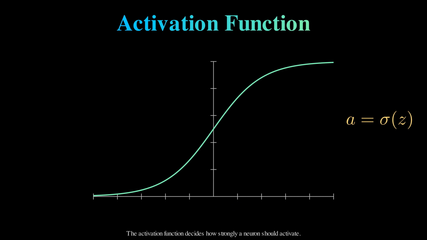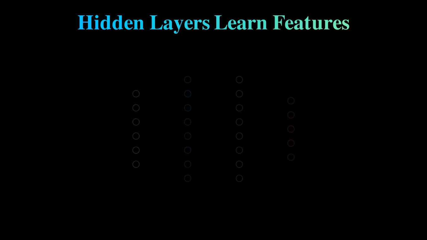The activation function decides how strongly a neuron should activate. Without activation functions, neural networks would only learn simple linear patterns. Activation functions allow neural networks to learn complex relationships.